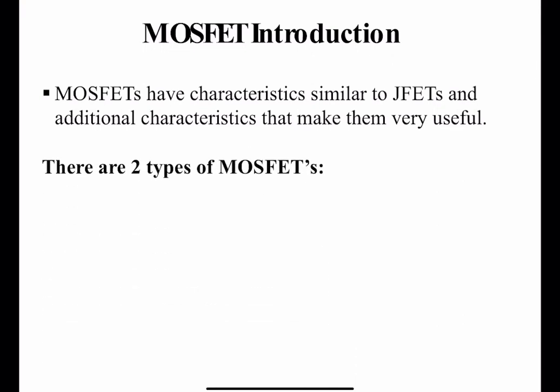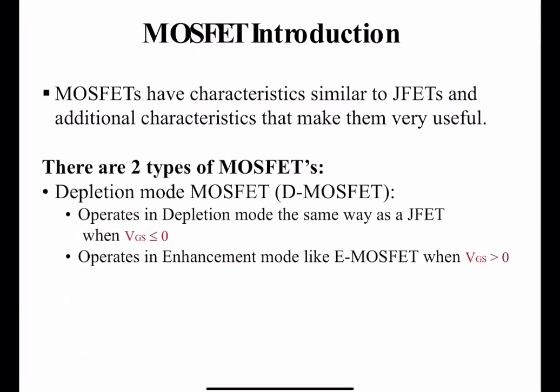There are two types of MOSFET. First one is depletion mode MOSFET. Depletion mode MOSFET can operate in depletion mode as well as in enhancement mode. Whenever gate source voltage is less than or equal to 0, then the MOSFET will operate in depletion mode. It will operate in the same way as junction FET. Whenever VGS is greater than 0, then it will operate in enhancement mode, that is denoted by E MOSFET.